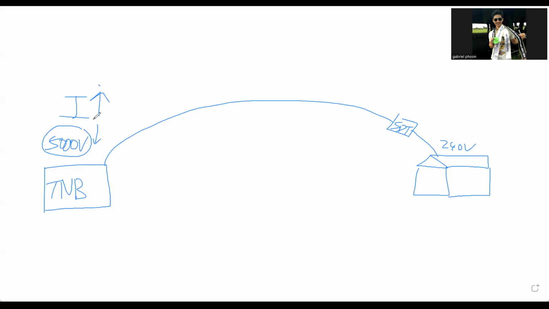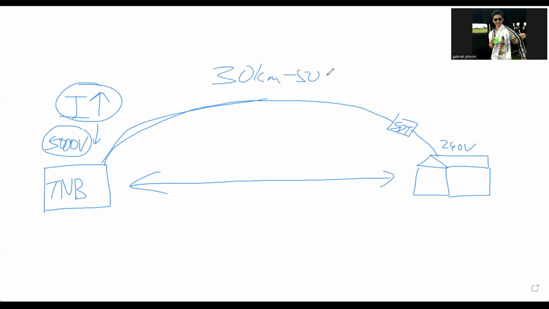Because the current is too high, the current has to flow through this wire over a very, very long distance. It's not like from here to there. It could easily be 30 kilometers up to 50 kilometers. Can you imagine the current flowing through 50 kilometers of wire? How much heat will be generated there and how much energy will be lost?